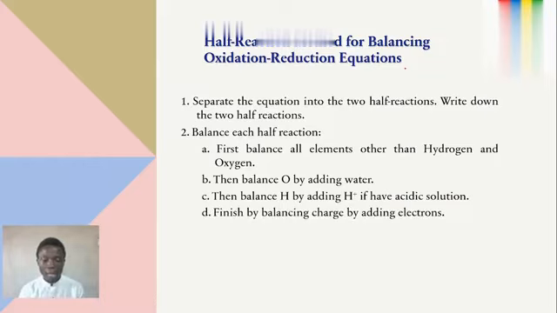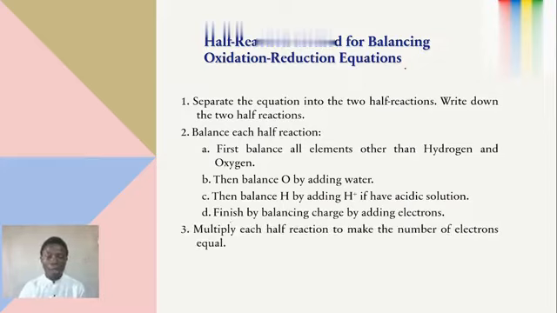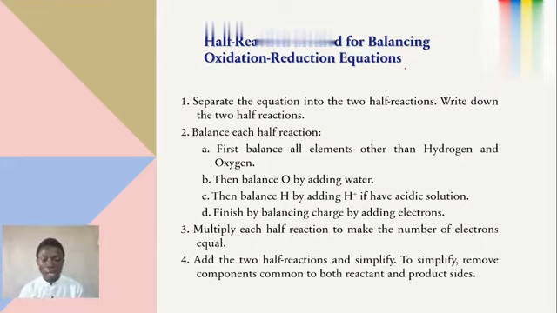Good. Then you finish that by balancing the charge. How do you do that? You add appropriate numbers of electrons. Good. After that, you multiply each of these half cell reactions so that you make the numbers of electrons equal. Are we together? You must equalize the numbers of electrons. After that, you add the two half equations. Add it up and simplify.